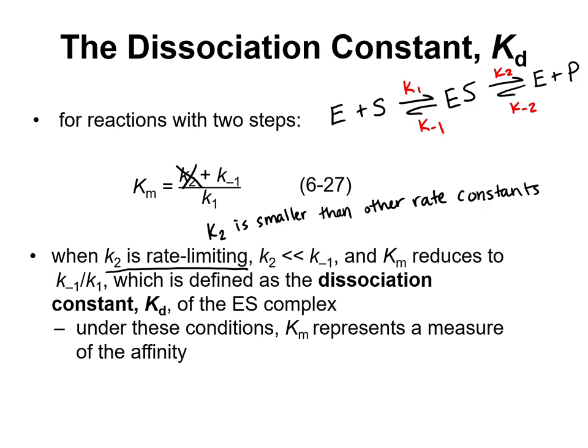But this is a special condition. Cannot stress that enough. It is not always the case. But under these special conditions, the Km represents a measure of the affinity of the substrate for the enzyme. But only under these conditions.